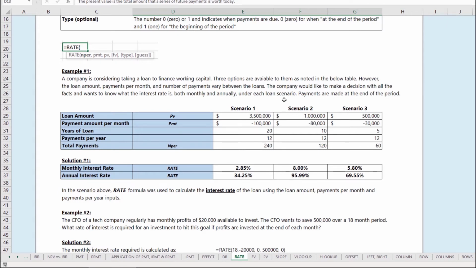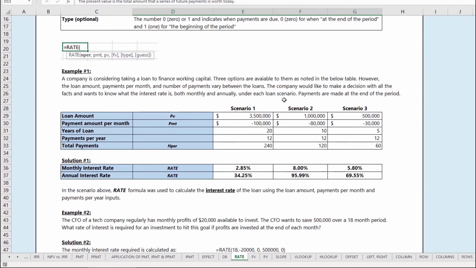So these are 3 scenarios. We've got a bunch of facts associated with the loan, but we just don't know what the interest rate is associated with each of the 3 loans. So it should be pretty easy for us to figure that out using the rate formula. Let's take a look at the solution and how we can calculate the monthly and annual interest rate.